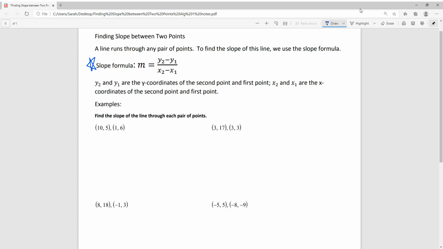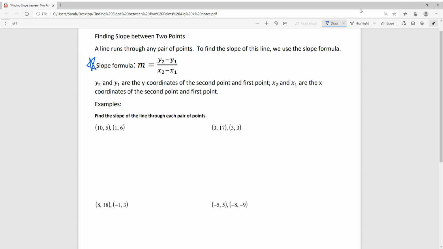So y2 and y1 just means y2 is the y coordinate of the second point, y1 is the y coordinate of the first point. Same thing with x's. That little 2 means x2 is the x coordinate of the second point, and x1 is the x coordinate of the first point. So something I like to do to start off with these is label what x1, y1, x2, and y2 are.